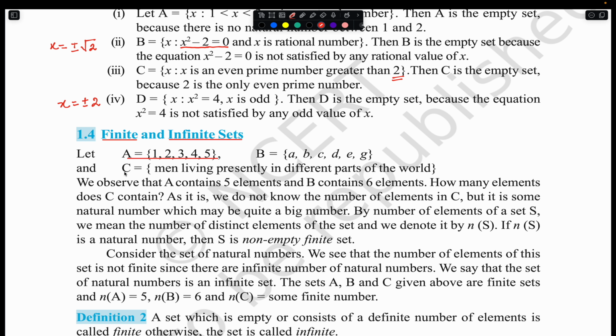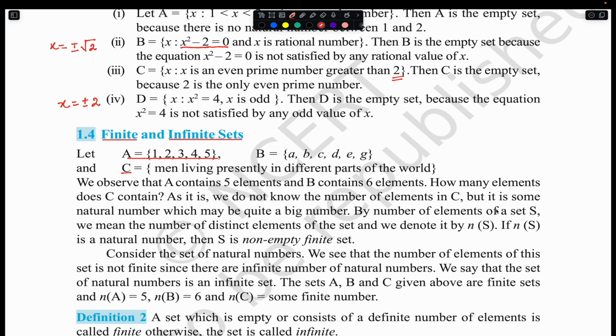Now, there is another set C given, and C is given as men living presently in different parts of the world. Now, if you see men living presently in different parts of the world, will you be able to count them? I don't think so, right? So we do not know the number of elements in C. We won't be able to precisely identify how many elements are going to be inside the set C, right? But it is some natural number which may be quite a big number, right?